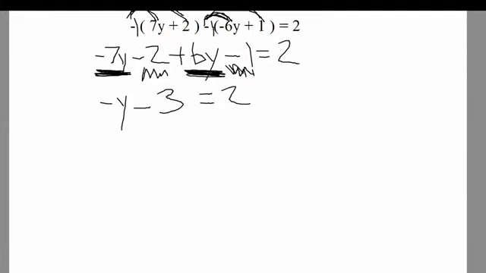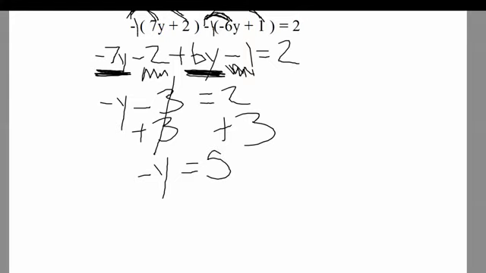Now, since I've got y on the left-hand side, I'm going to move my numbers over to the right-hand side by doing the opposite of what I have. Since I have a negative 3, I would go ahead and add 3, remembering to do it to both sides of the equation. On the left-hand side, negative 3 plus 3 cancels. Let's drop down that negative y. And on the right-hand side, 2 plus 3 gives us a 5.